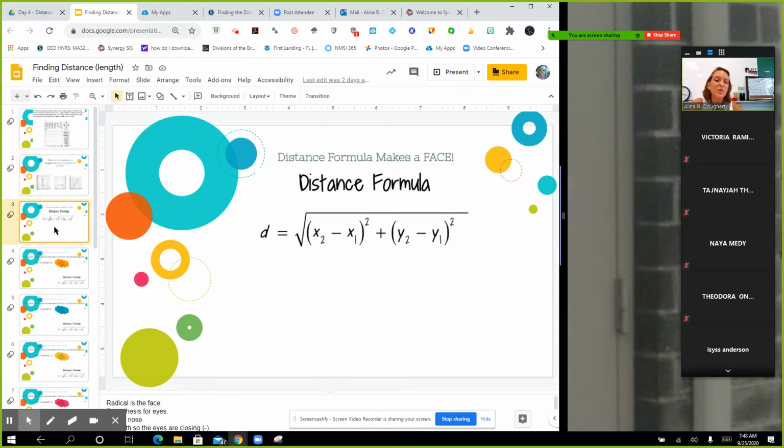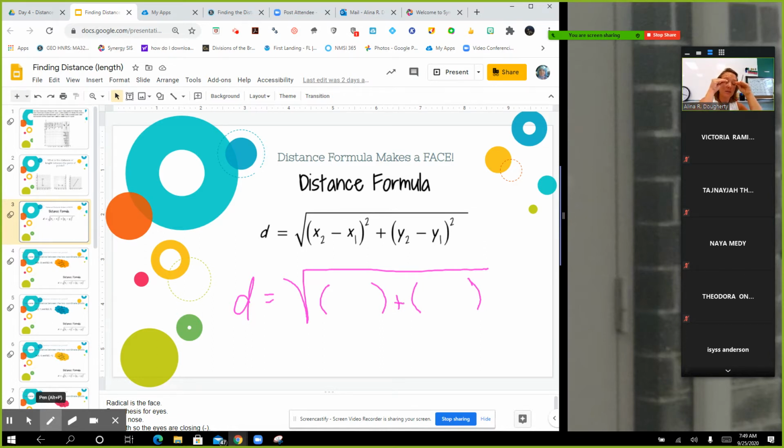I like to think of the distance formula as a face. So if you have something to write with, write with me. Distance formula as a face, right? The radical is my face. We've got 2 eyes. That's the parentheses, right? Is it starting to look a little bit like a face? Then I've got a nose. That's a plus sign. It's my cute little nose.